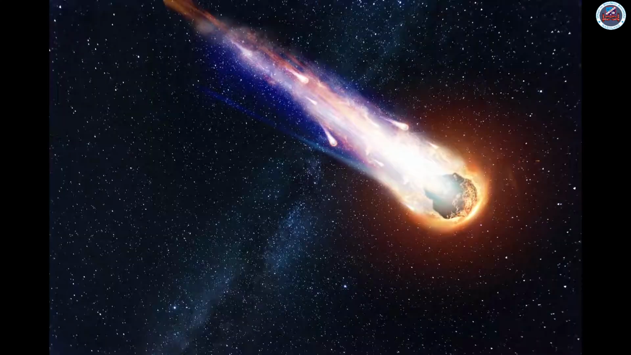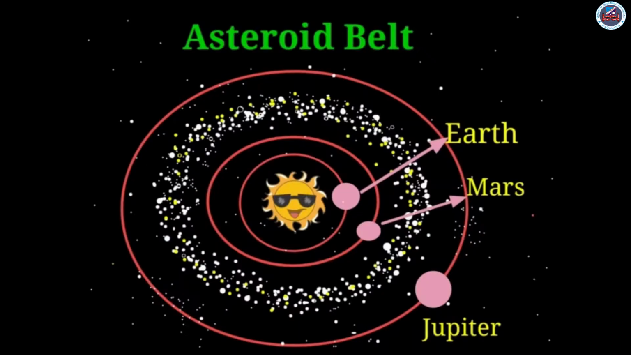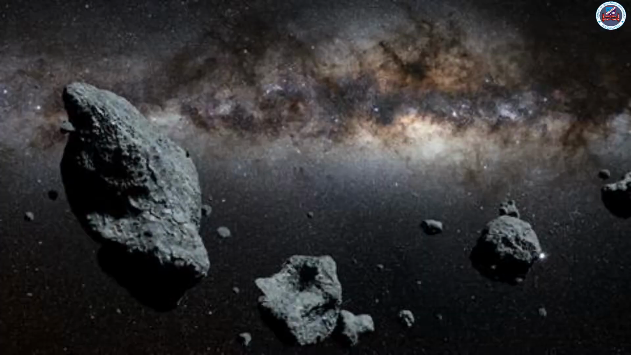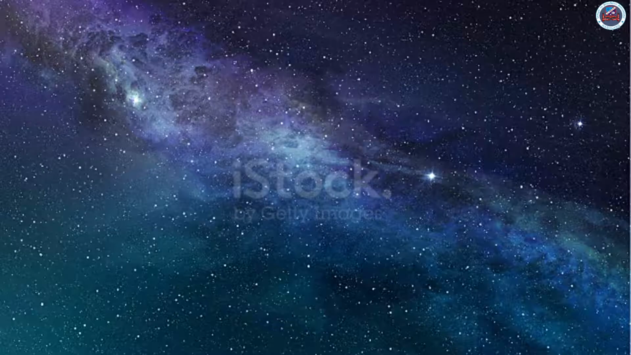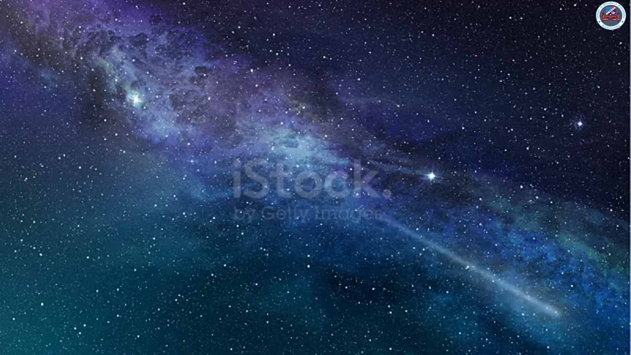A comet is a lump of ice and dirt that moves in a large orbit around the Sun. Between Mars and Jupiter, there are rocky objects called asteroids. They revolve around the Sun. When rocks and particles from the space enter Earth's atmosphere, we call them meteors or shooting stars. We can see them during the night.